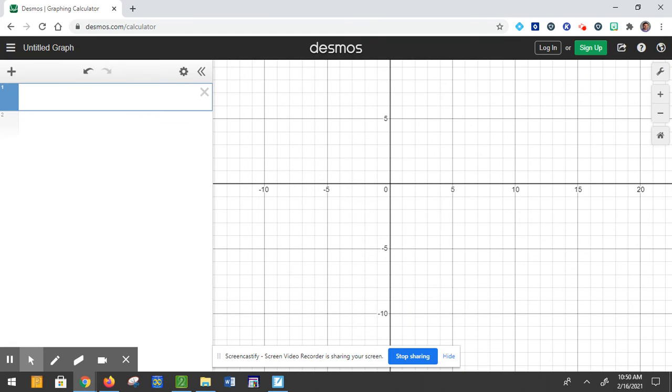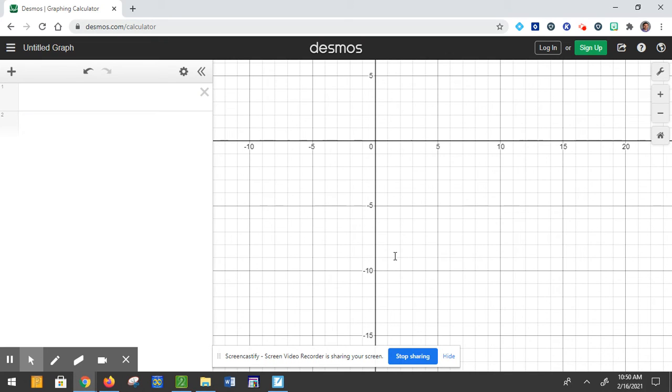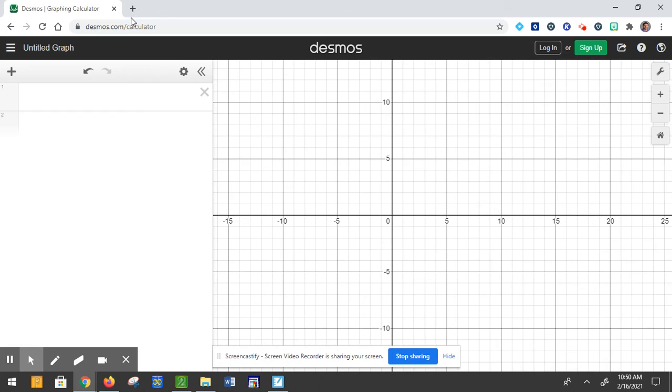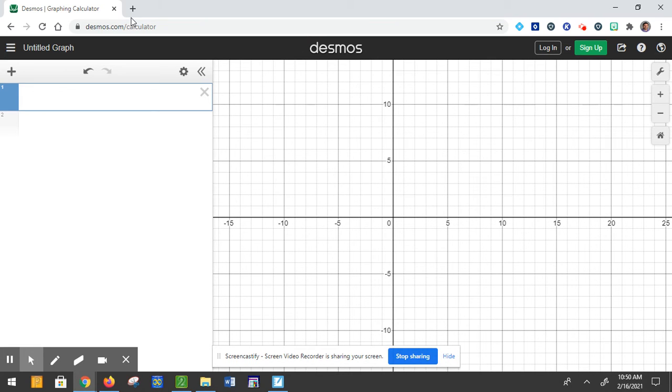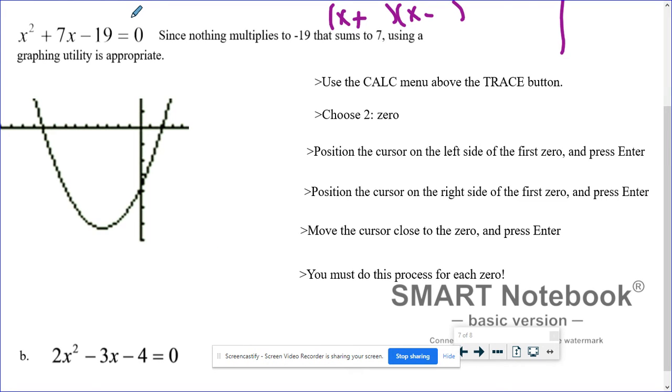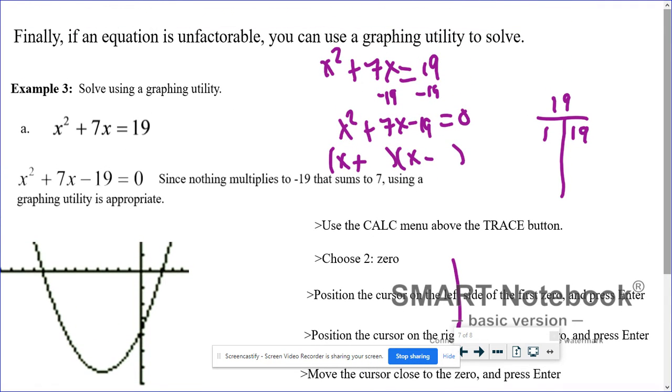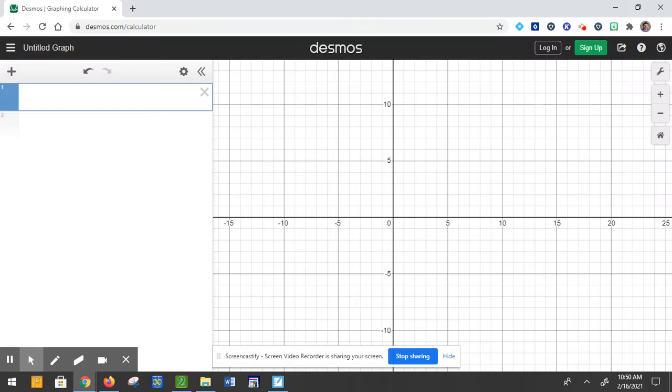Desmos you can get to on your Chromebook or any computer. The website is just desmos.com/calculator. And this is a perfect utility for solving a quadratic equation just like we have here. What we're going to do is just type in the equation right here. So again, the equation was, we're going to type it in as y equals x squared plus 7x minus 19.